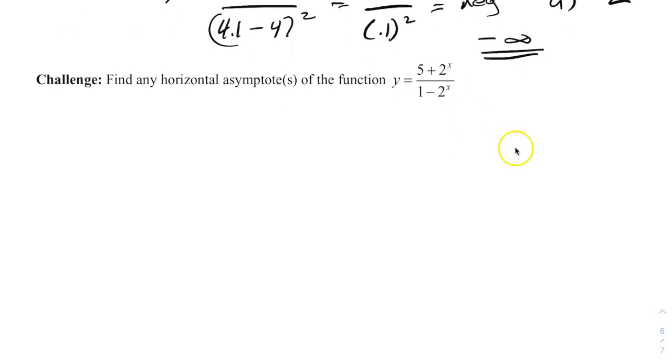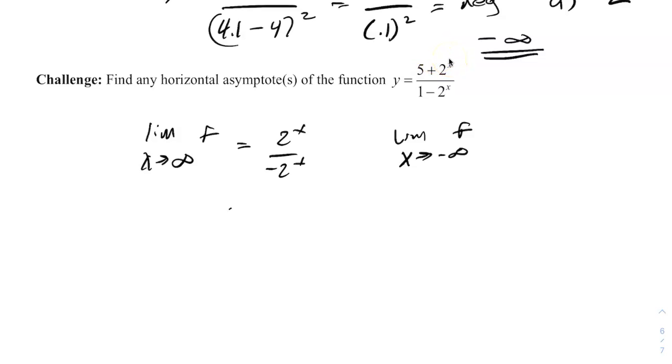Ooh, a challenge problem. They do like to ask this question on the AP exam. Find all the horizontal asymptotes of the function y equals (5 plus 2x) over (1 minus 2x). So basically they're saying, what is the limit as x approaches infinity of f? And what is the limit as x approaches negative infinity of f? As you approach infinity, all you're doing is looking at the highest power. That's the rule, highest power. So in this case, we're looking at 2x over negative 2x. So I get negative 1.